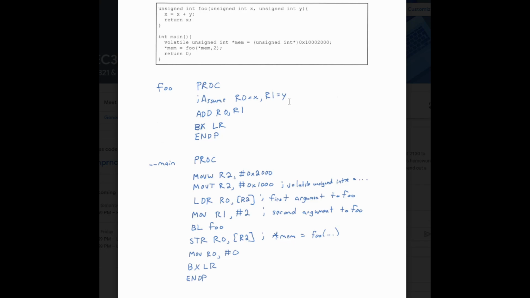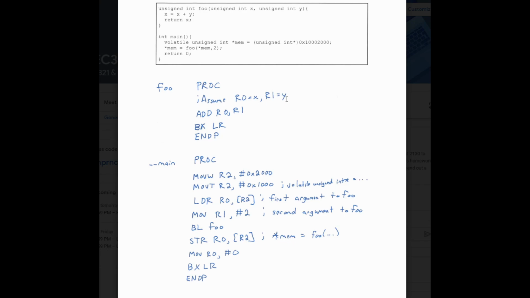I do have a comment here to show that R0 would be the thing to hold x, R1 is the thing to hold y. That's coming from our definition of how registers are used in the Thumb2 architecture, in the ARM architecture. And that is that R0 through R3 hold the parameters in that order. So just going across the page, we would have from left to right R0, R1, R2, R3. Anything else gets put on the stack, but I'm probably not going to make you do that.